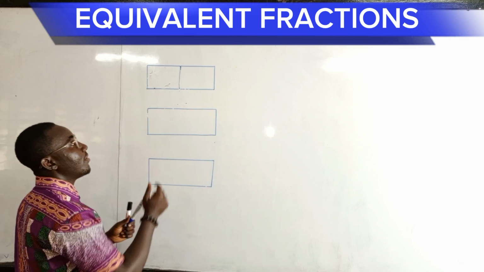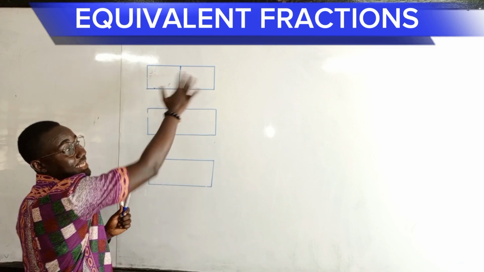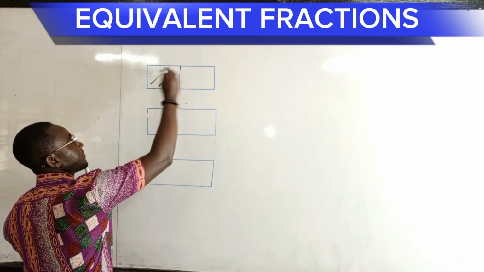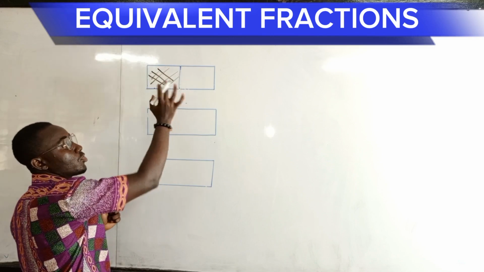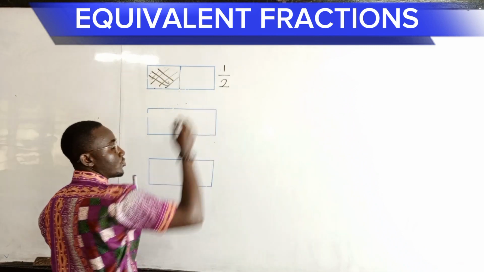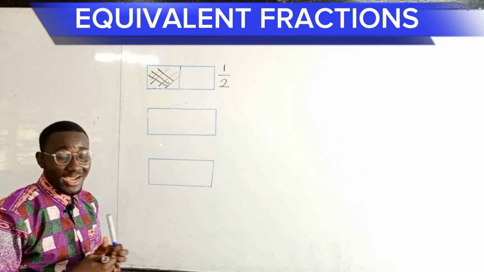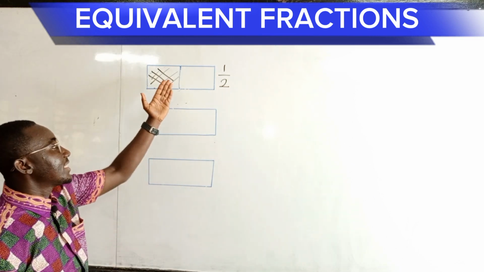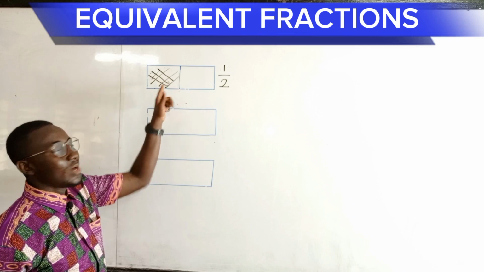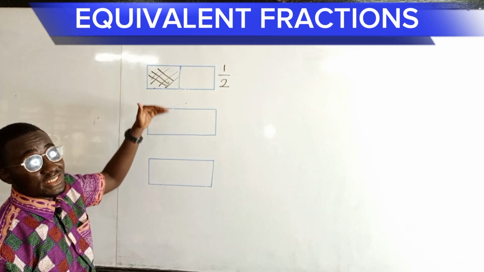All right. Now I have two rooms here. Okay, I have two spaces here. If I occupy one, or if I shade one, we are going to call this fraction 1 out of 2, or 1 over 2, anyhow you choose to call it. So this is the first fraction that we are going to look at. Two rooms where one has been occupied. You see that this rectangle is the same as this one.